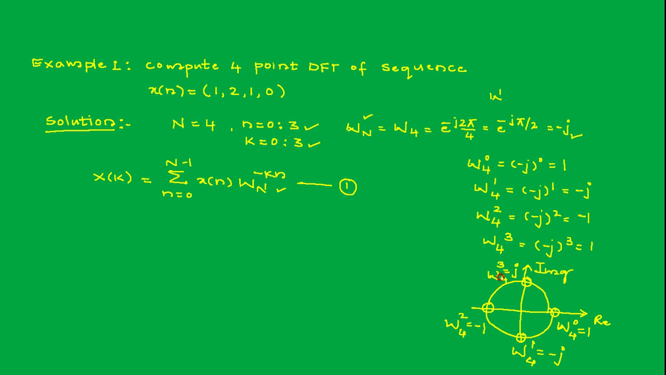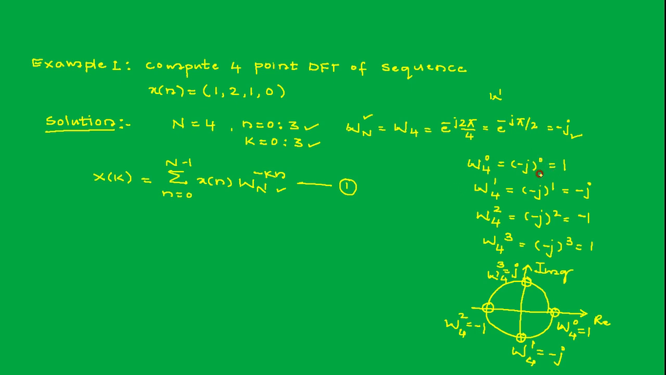So how do we calculate these 4 different twiddle factor values? We know the basic definition: W_N, which is W4 because N is equal to 4, is e raised to minus j 2 pi by 4, which is e raised to minus j pi by 2. This is nothing but cos pi by 2 minus j sin pi by 2. Cos pi by 2 is 0, and minus j into sin pi by 2, which is 1, is minus j. Now W4 is equal to minus j.